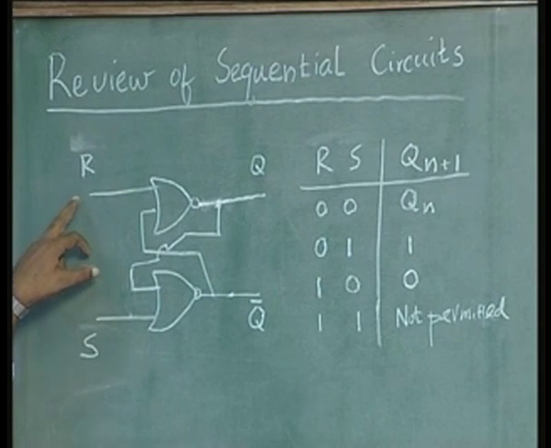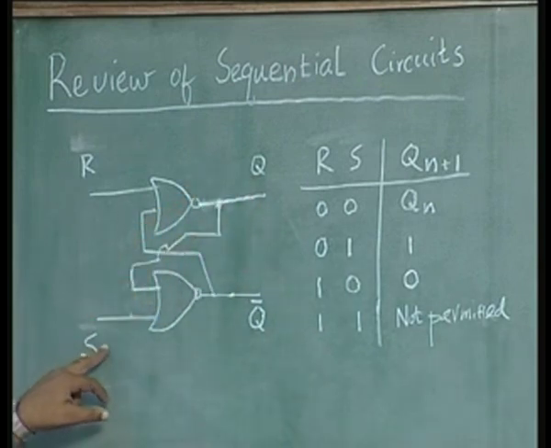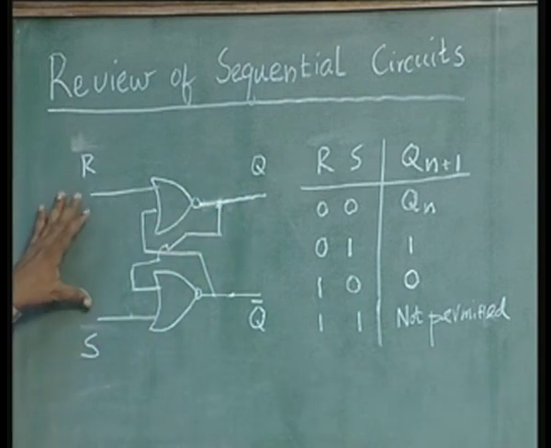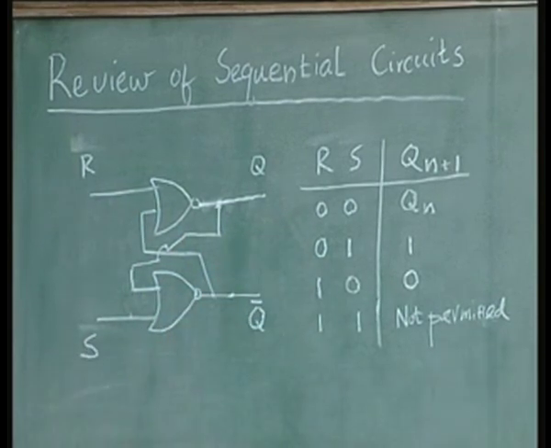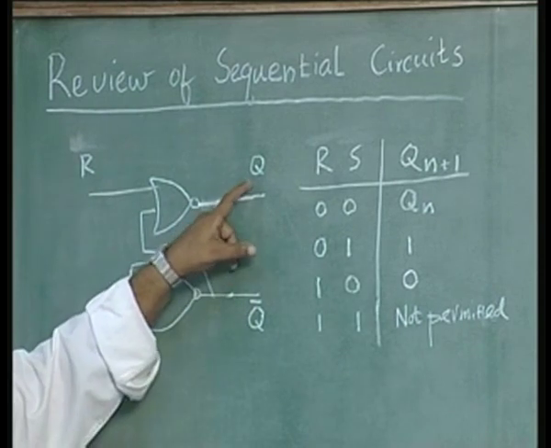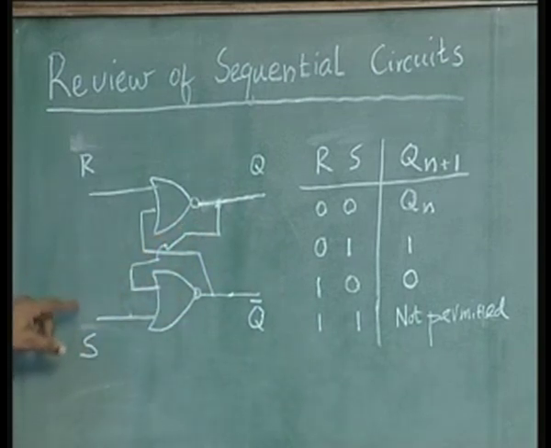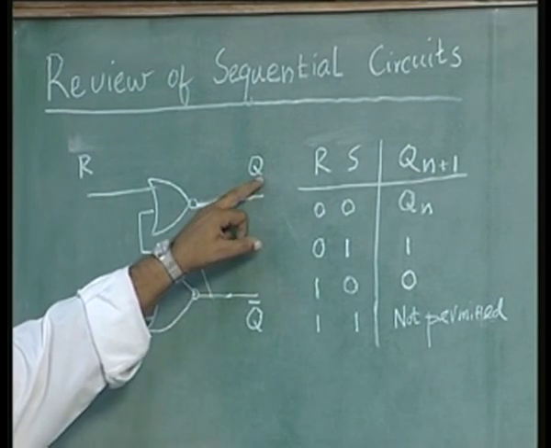When you put a 1 in the reset, the output Q becomes 0. When you put a 1 in the set S, the output becomes 1, and when you remove the inputs R and S and make them 0 0, output will remain what it was earlier. That is, if you want to make the output Q 1 and Q bar 0, of course Q and Q bar are always complementary, you make S equal to 1, R equal to 0. That means you set the latch, and that makes Q equal to 1 and Q bar equal to 0.